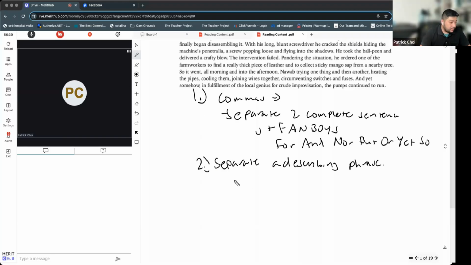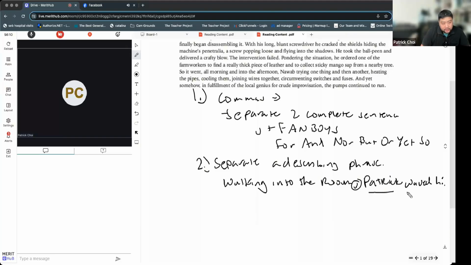The second reason to use a comma is to separate a describing phrase. For example, "Walking into the room, Patrick waved hi." This is a very common sentence structure that I use especially when I'm meeting with students. The phrase "walking into the room" is separated by a comma from the main sentence. The main sentence here is "Patrick waved hi." Patrick is the subject, waved is the verb, hi is the object. But the phrase is telling me what Patrick was doing when he was waving hi.